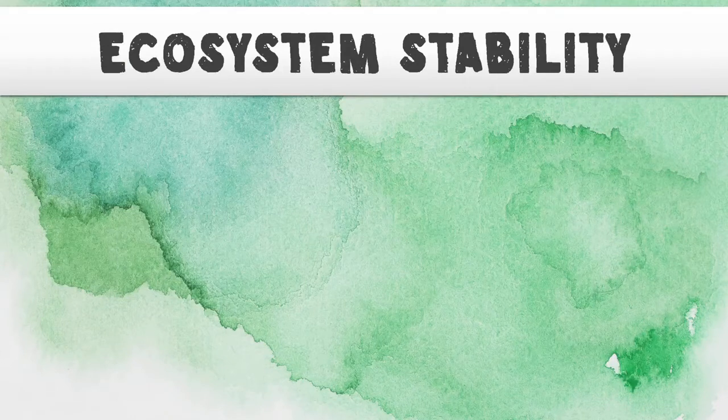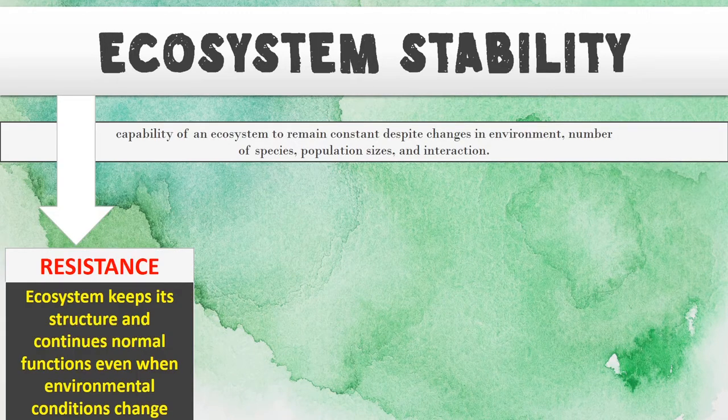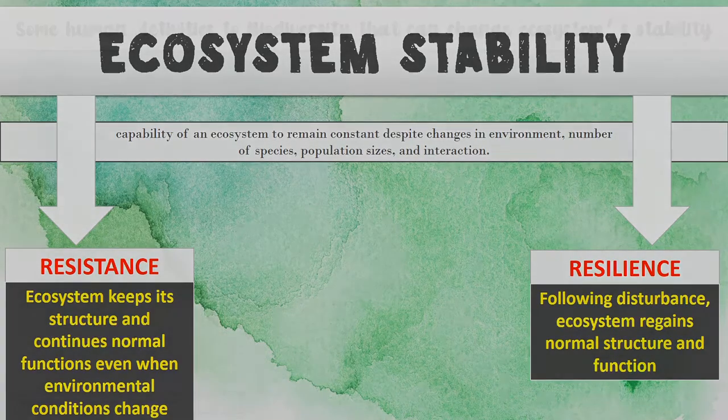Ecosystem stability refers to the capability of an ecosystem to remain constant despite changes in environment, number of species, population sizes, and interactions. There are two main components. First, resistance, wherein an ecosystem keeps its structure and continues normal functions even when environmental conditions change. And second, resilience. Following a disturbance, the ecosystem regains normal structure and function.